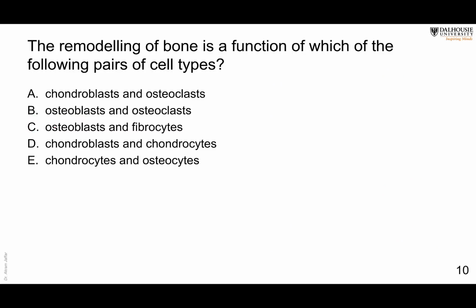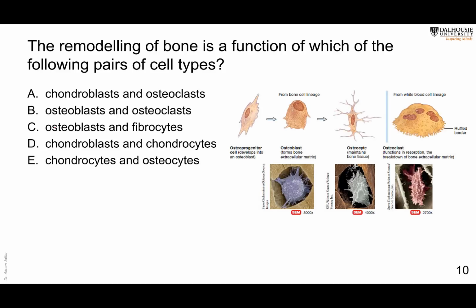The remodeling of bone is a function of which of the following pairs of cell types? The chondroblasts are the cells that produce cartilage, so they are not present in the bone. Osteoclasts are huge cells formed of fused monocytes, and in the bone they function in bone resorption, either at the surface or in the endosteum. But the chondroblasts are not present in the bone. So osteoclasts are present in the bone, and they function in bone remodeling.